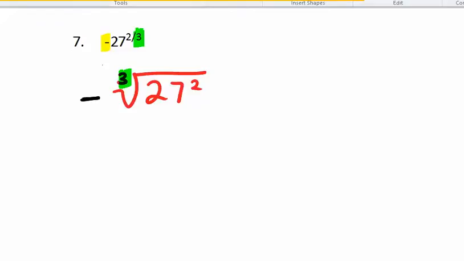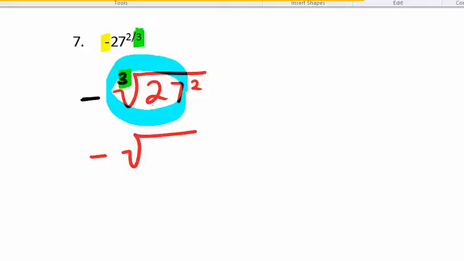Number 7, in this case, what you have to watch out for is that negative sign being on the outside. So when I do this, I'm going to do the cube root of 27 squared, and that negative sign goes on the outside. Just like the other ones, what I'm going to do first is the cube root of 27. It's going to make it an easier number, which ends up being 3.